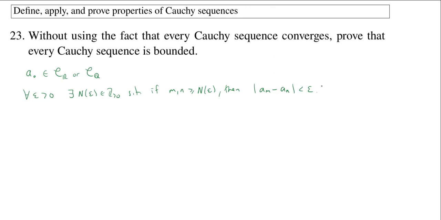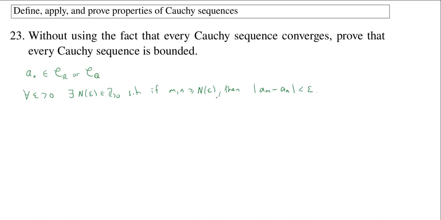All right, so how do I use this to get that it's bounded? Well, intuitively, you should be thinking, well, if I go out far enough, these things are really close to each other, so they can't be blowing up. And then, that's if I go out far enough, but there's also the head, that's before I went out far enough, and there's only a finite number of those, so it has a maximum, and that's why the Cauchy sequence should be bounded. Okay, so let's make this precise.